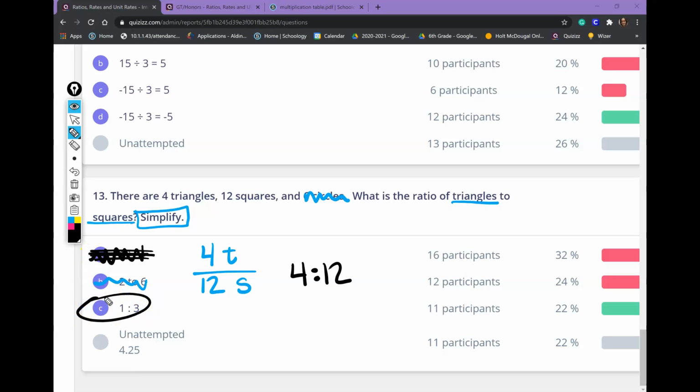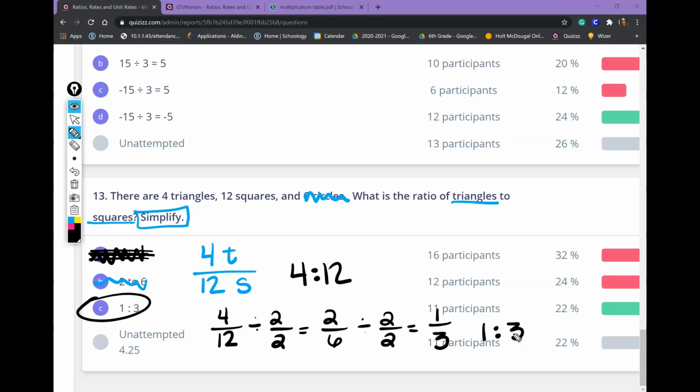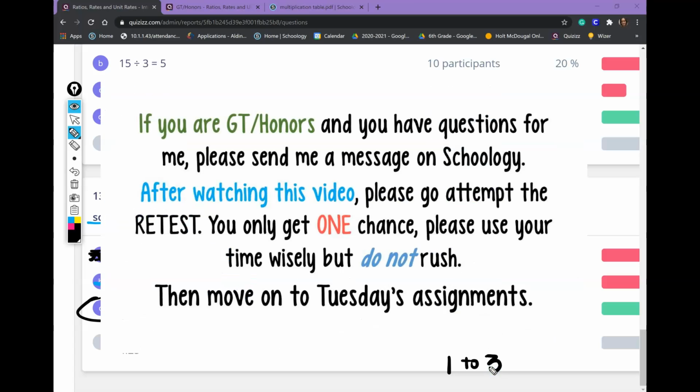If I wanted to reduce, well, I'm going to look at my 4s. They're both even, so I'm going to start off by dividing by 2. 4 divided by 2 is 2. 12 divided by 2 is 6. Then I'm going to divide by 2 again, because again they're both even. 2 divided by 2 is 1, and 6 divided by 2 is 3. Or you could write it with a colon, which is 1 colon 3, which means 1, 2, 3. And your answer is C.